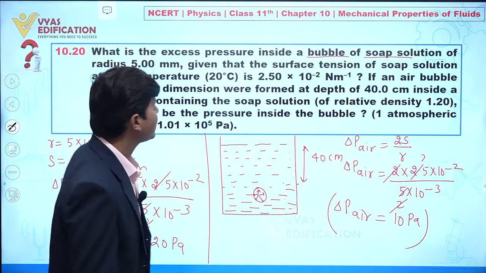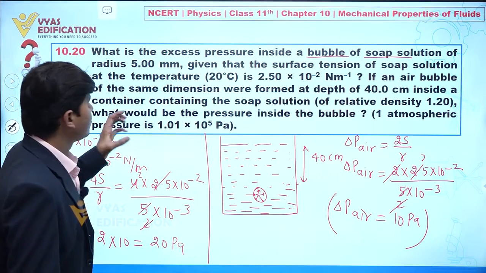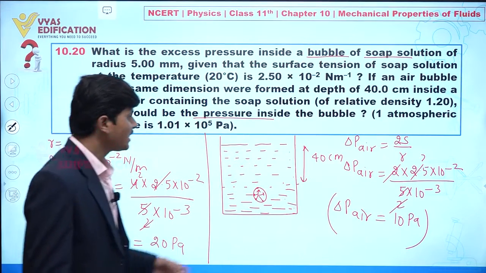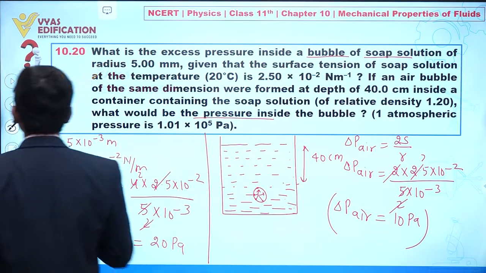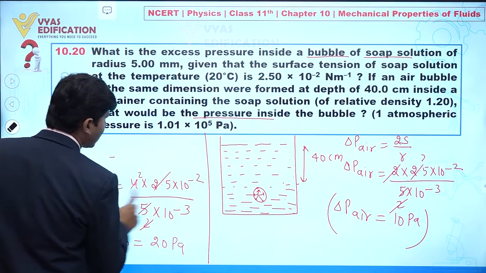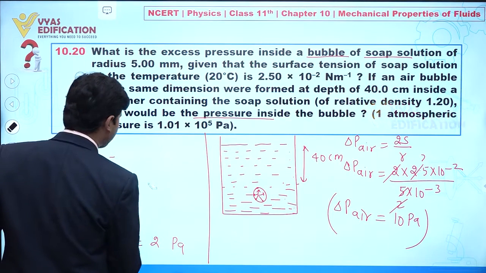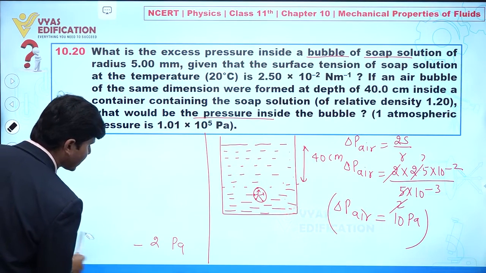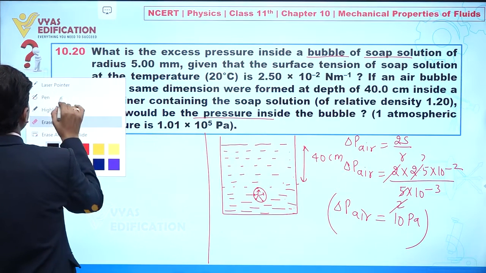Now our objective is: what would be the pressure inside the bubble? Definitely this is an excess pressure, but can we calculate the net pressure? Yes. How? Listen carefully. On the surface of the liquid we have atmospheric pressure, and after that we have a certain depth of 40 centimeter, which gives rho gh. And after that we can write this excess pressure.